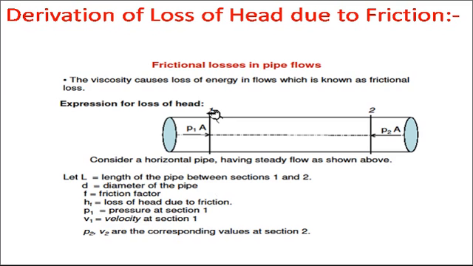When the fluid flows from section 1 to section 2, there must be a decrement in the pressure due to the frictional resistance, and that loss is nothing but the head loss. Small p1 is the intensity of pressure at section 1, and V1 is the velocity at section 1. In the same manner, P2 and V2 are the corresponding values of intensity of pressure and velocity at section 2.